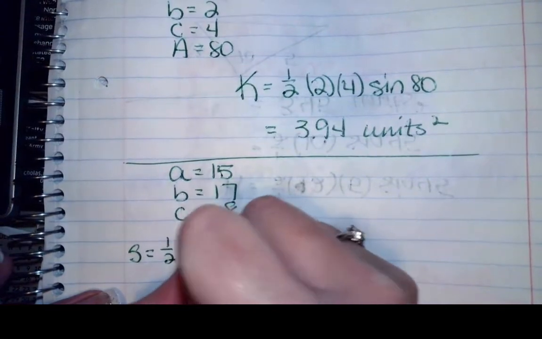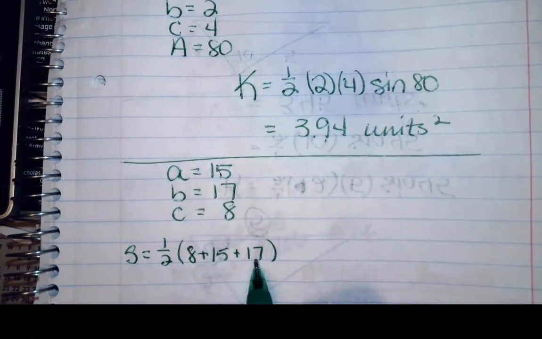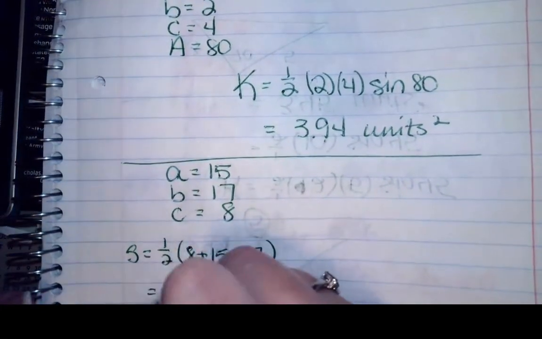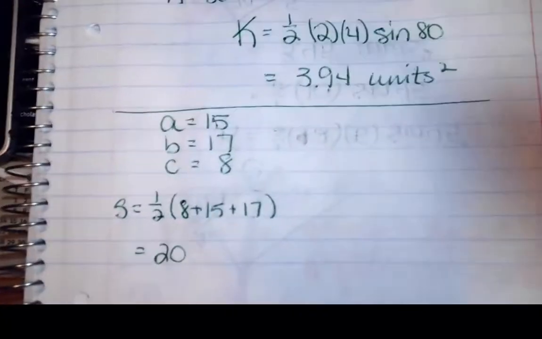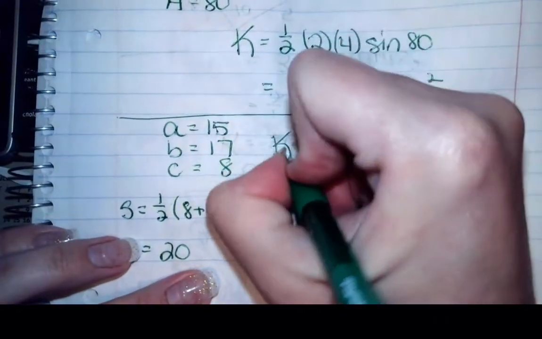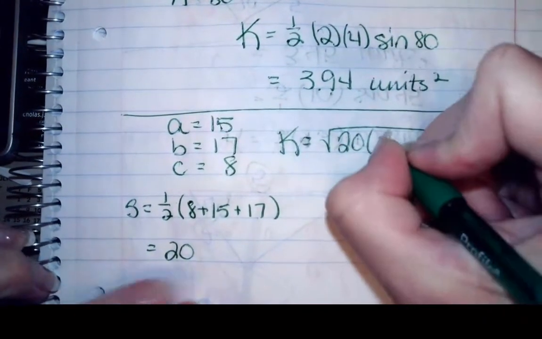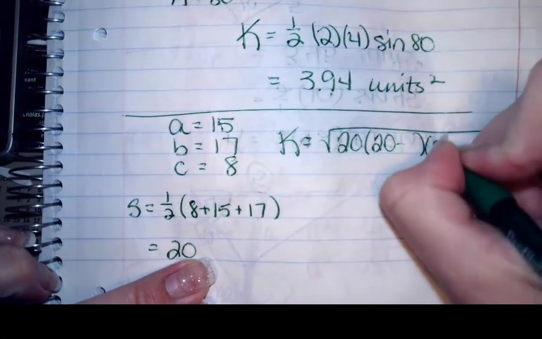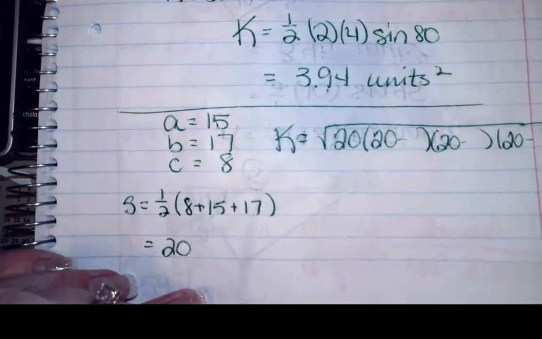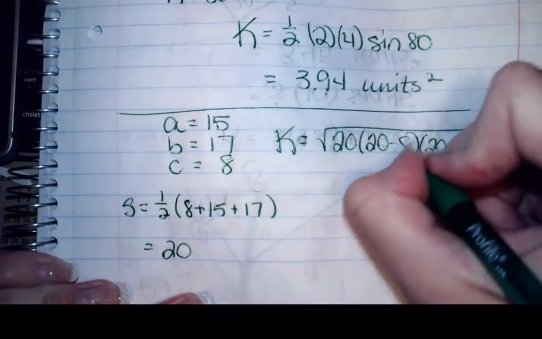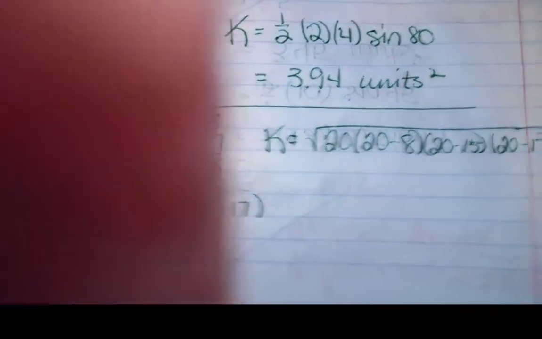So I get 8 plus 15 plus 17. So 15 and 17 is 32, plus 8 is 40. Half of 40 is 20. Okay, so I know what S is. So now I can come up here and find out what K is. So I need to put S times 20 minus one side, 20 minus another side, and 20 minus the third side. So one of those is an 8, one is a 15, and one is a 17.